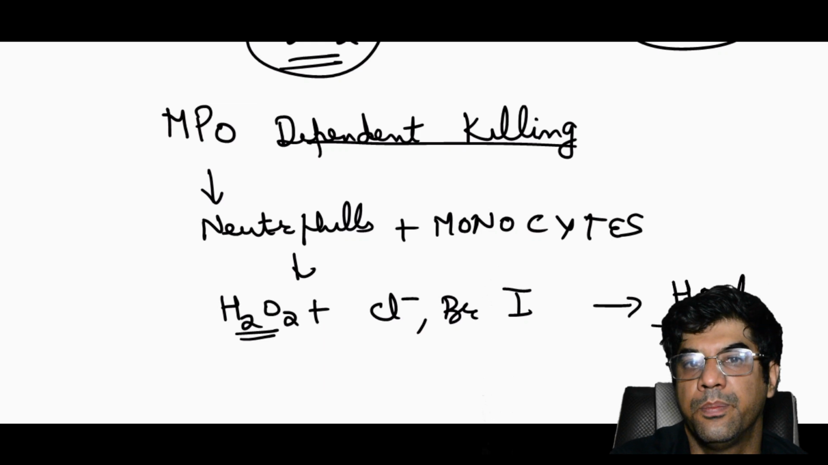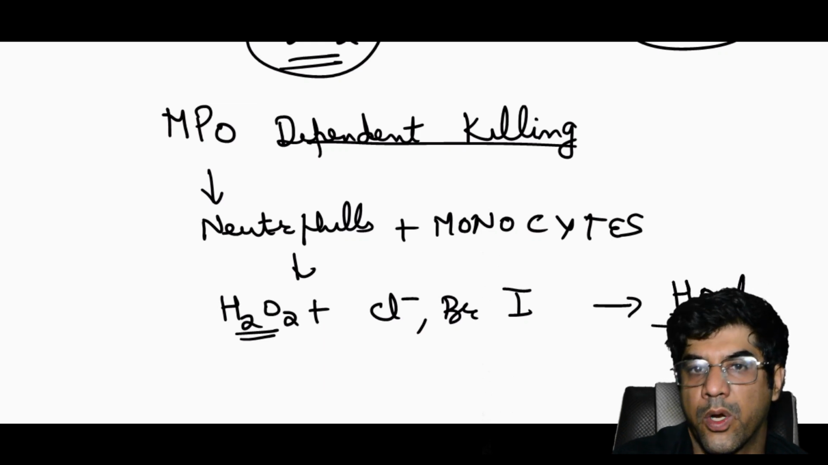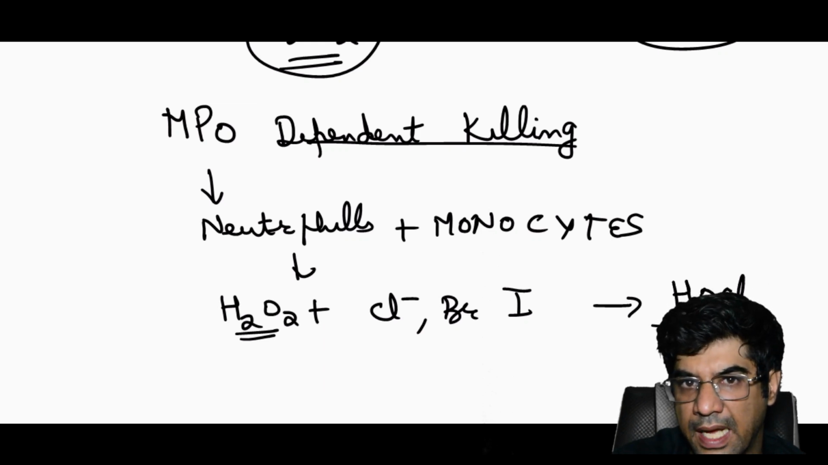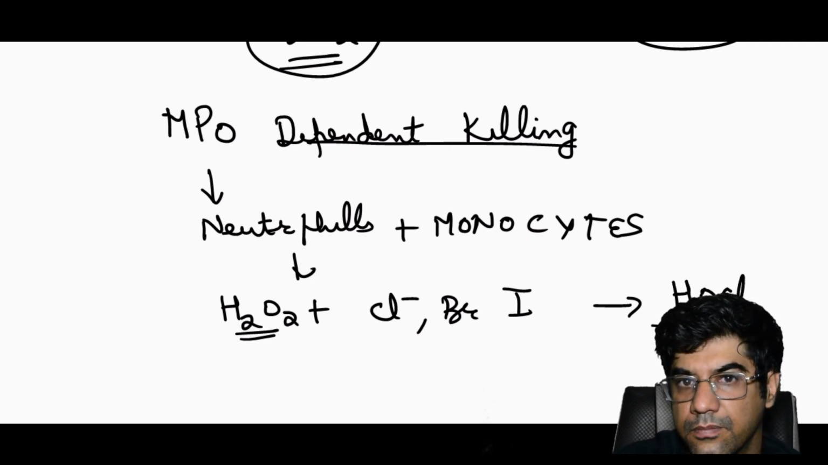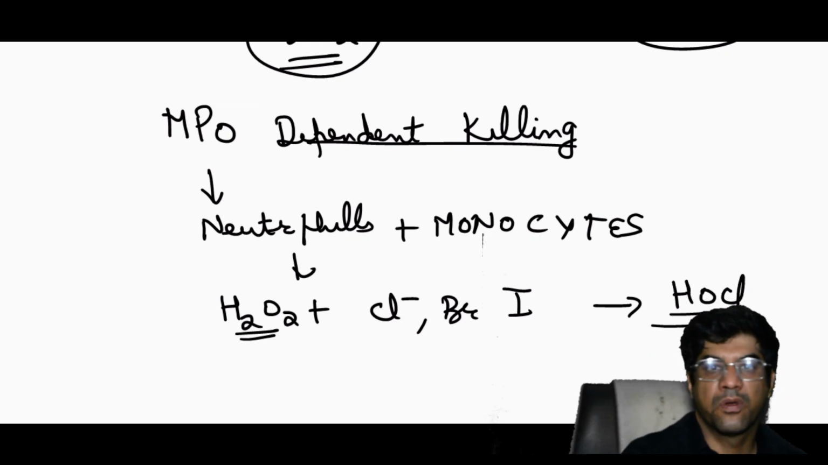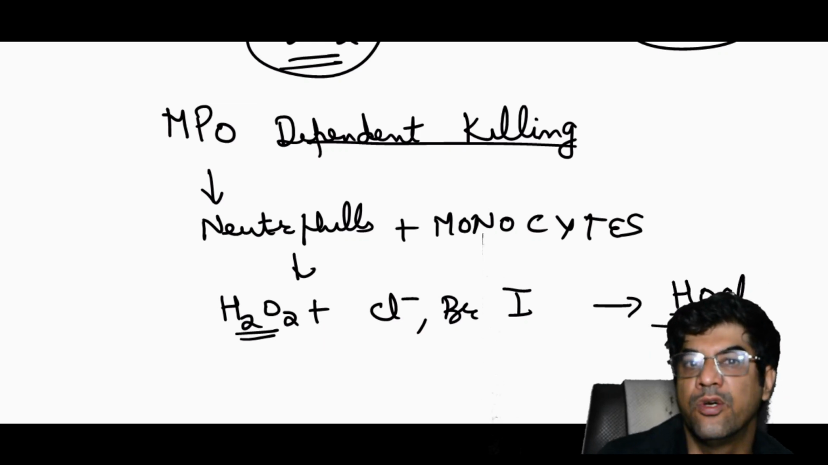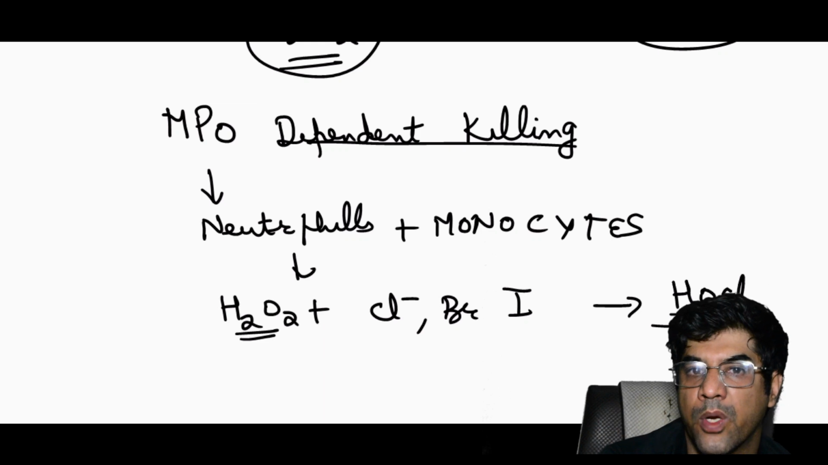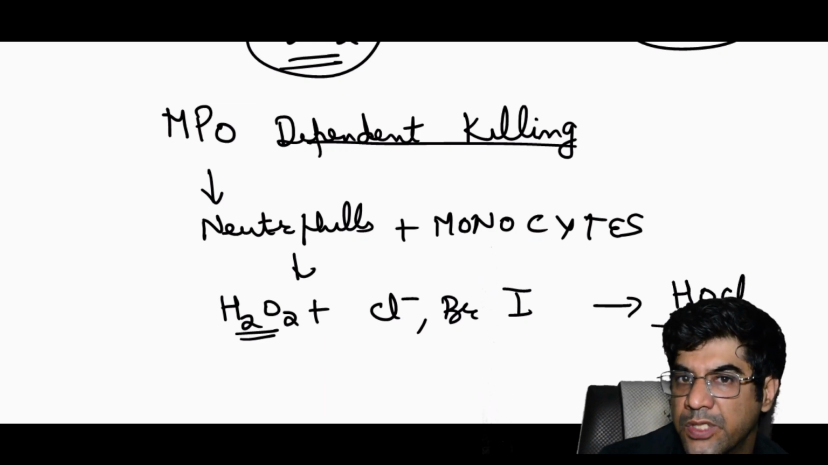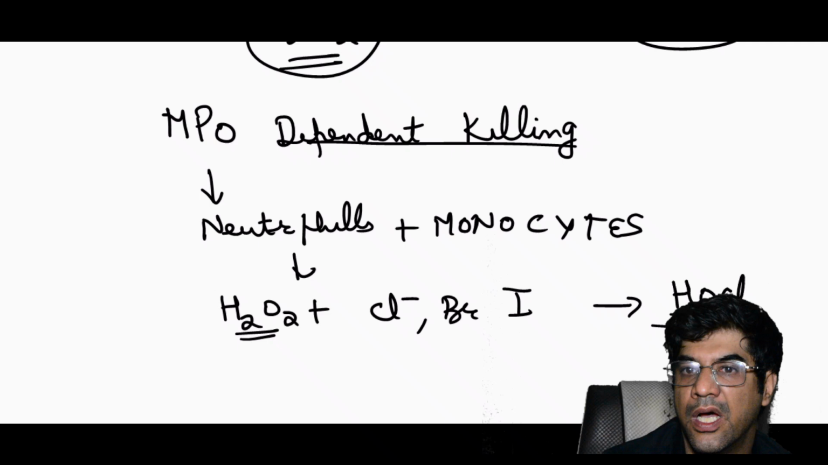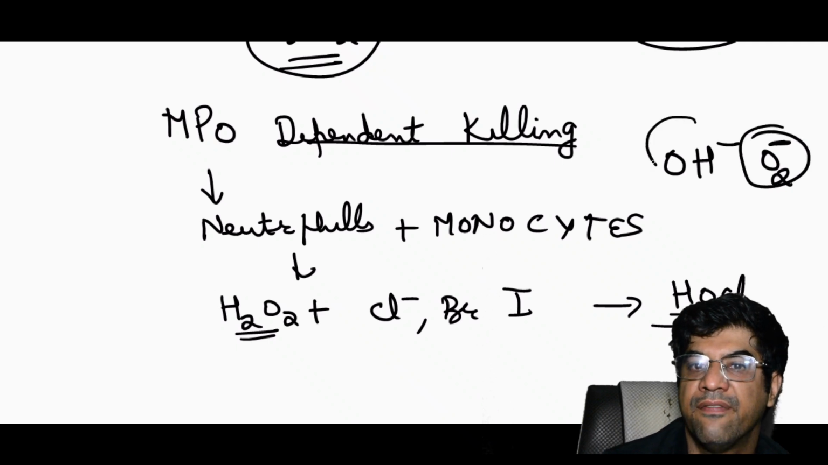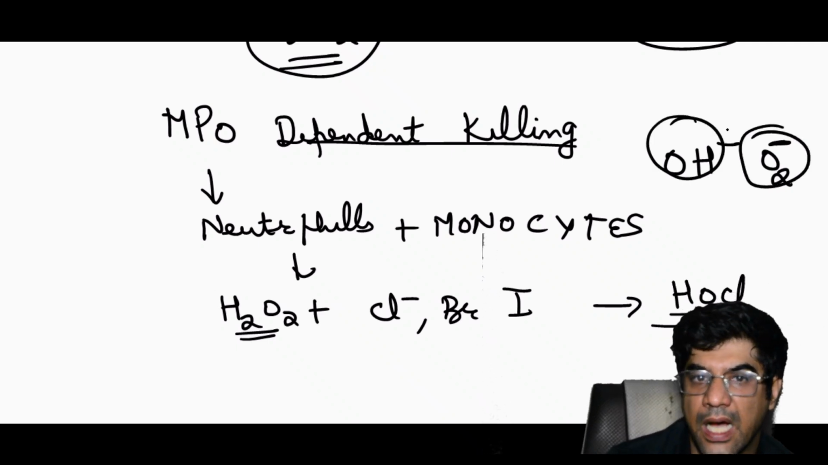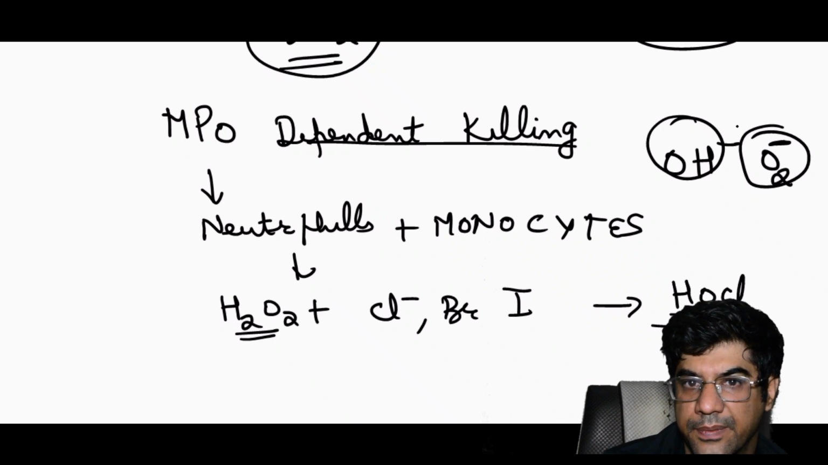So this hydrogen peroxide myeloperoxidase halide system is an antimicrobial mechanism. Other is myeloperoxidase independent killing. Mature macrophages don't have myeloperoxidase. They use hydrogen peroxide to produce the hydroxyl ions and the superoxide oxygen. So they are facilitated by other molecules like iron, etc.